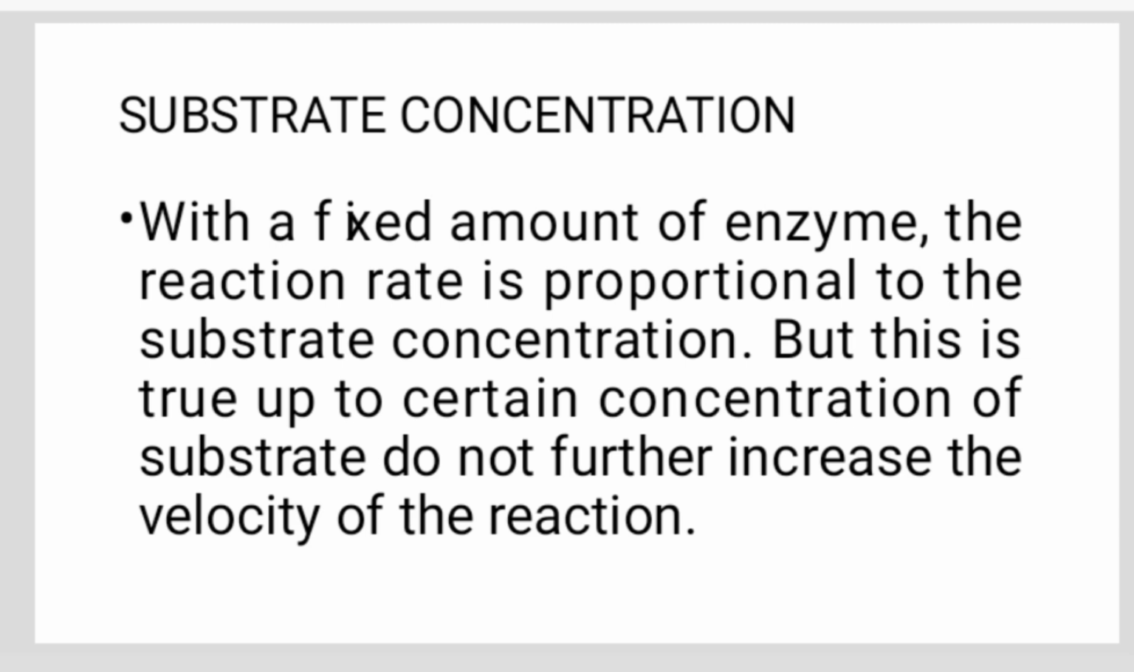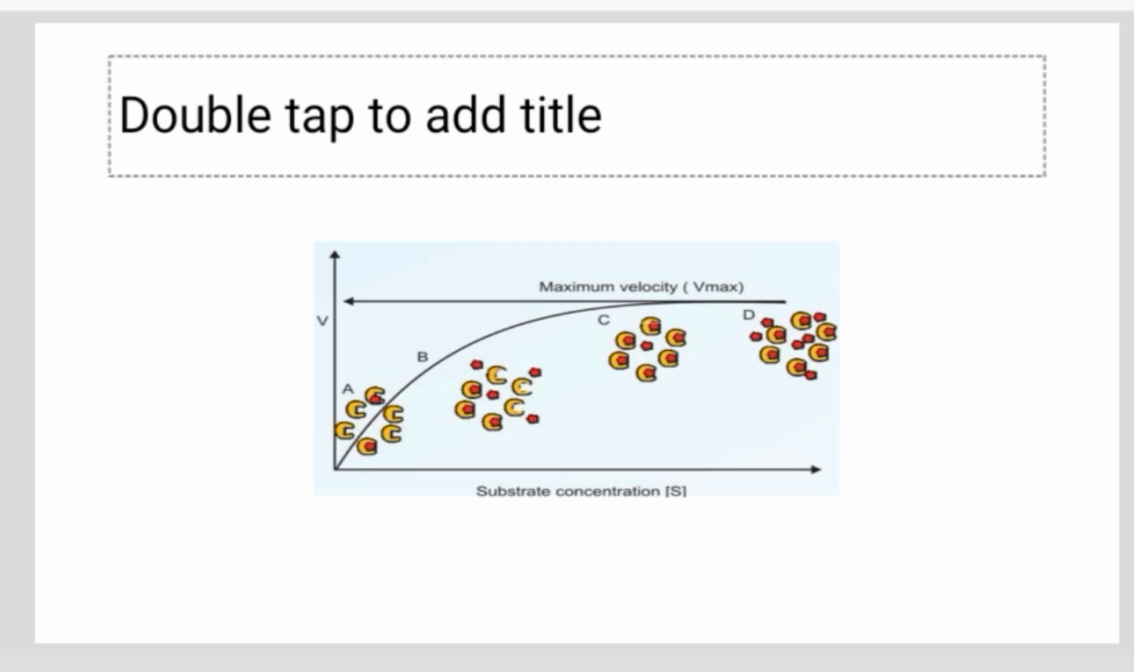With a fixed amount of enzyme, the reaction rate is proportional to the substrate concentration. But this is true only up to a certain concentration of substrate; beyond that there is no further increase in the velocity of the reaction. Once they are fixed in a particular place, there is no decrease or increase. The reaction occurs in the same particular places. So this graphical representation shows the substrate concentration as well as the velocity.